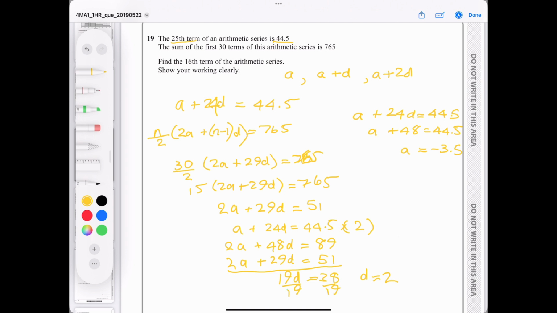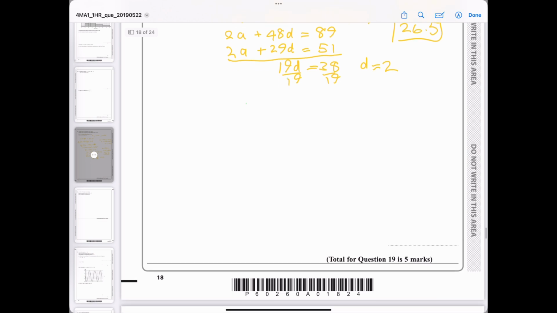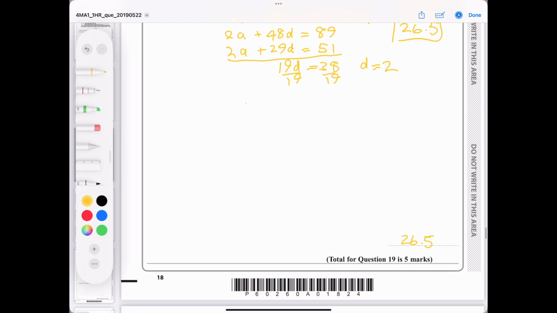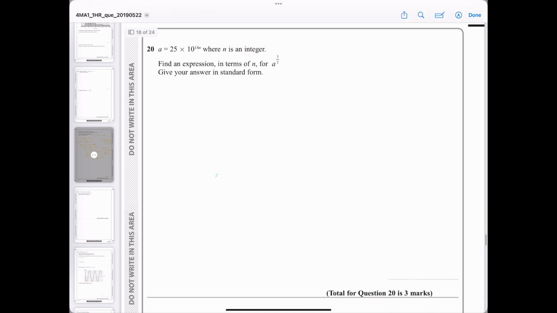Now, we actually need to find the 16th term in the arithmetic sequence. So the 16th term would equal a plus 15d. And that would equal minus 3.5 plus 30, which equals 26.5. And that is your answer, so you need to pop that into there. But don't be afraid of a simultaneous equation, but do try and make it easier.